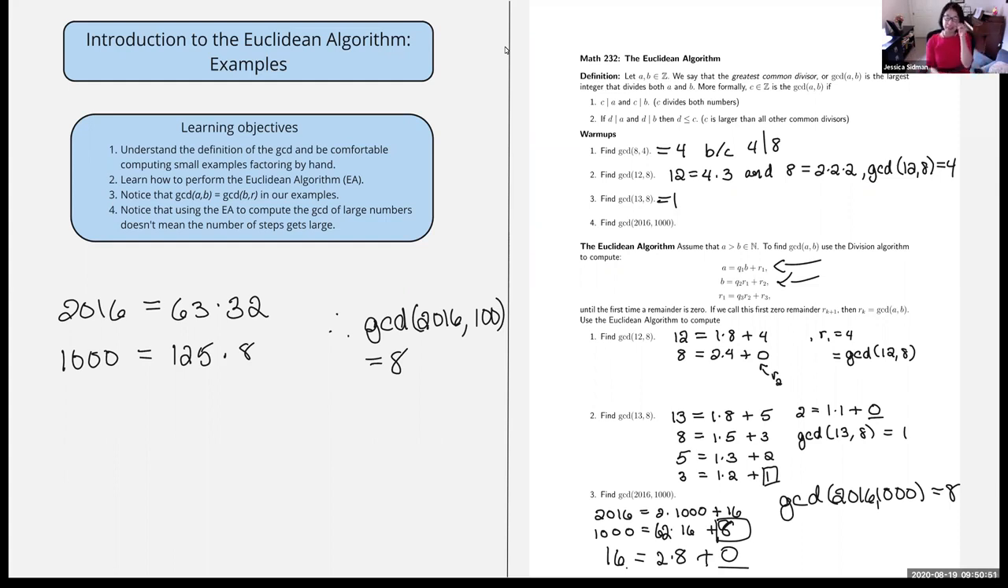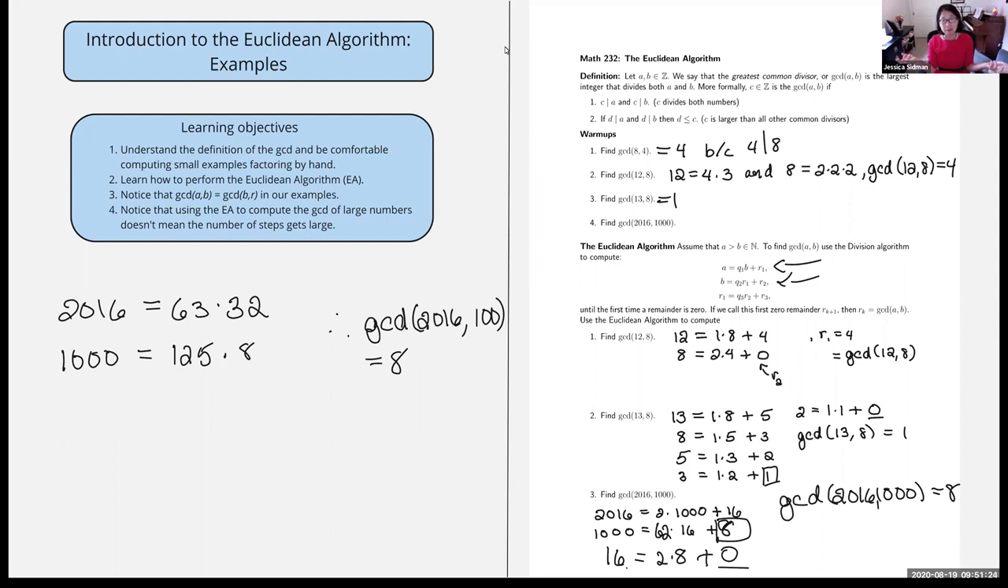Compare that with the example above, where the numbers were actually very small, and yet it took longer. So actually, it's kind of hard, and you should try this now: think up pairs of numbers where you compute the GCD and you get a lot of computations. One thing that happened with 2016 and 1000 is that they're both big, and yet in my first division algorithm step, the remainder got small right away, right?